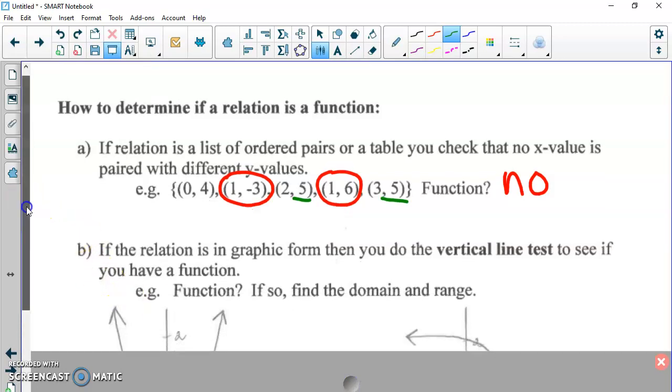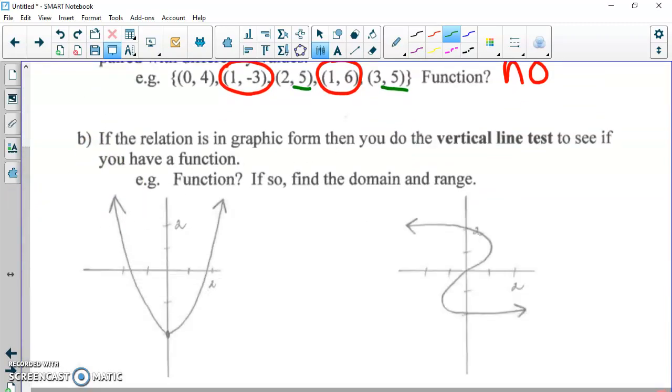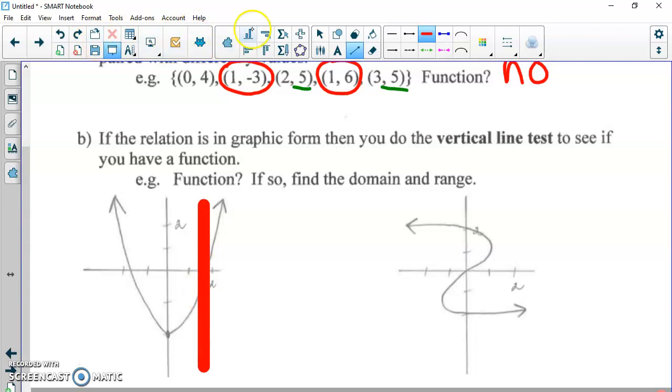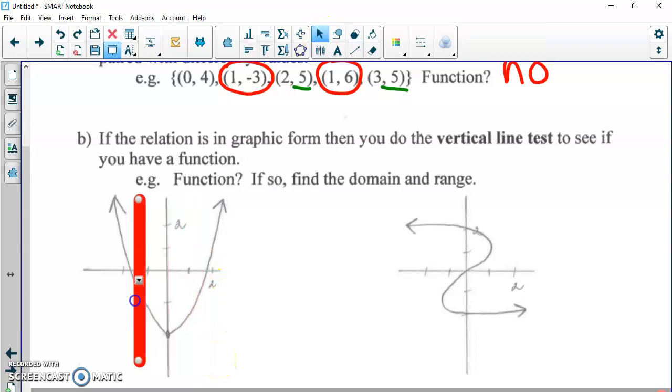Graphically, in order to determine if a relation or a graph is a function, it needs to pass the vertical line test, meaning if you were to draw a vertical line, let's see if I can do this without making something crazy here. If I drew a vertical line, and that size of line is obnoxious, I apologize, but we're going to work together here. If you take this vertical line and you move it across your equation here, it can only pass the graph, this U-shaped graph, in one spot for every x value. If it passes more than once, it would be no.